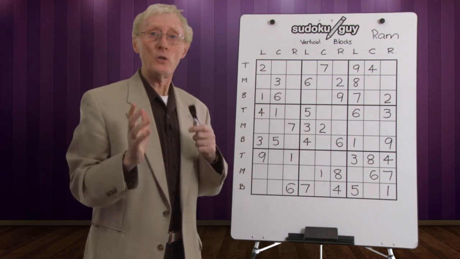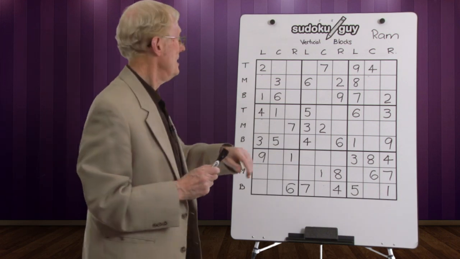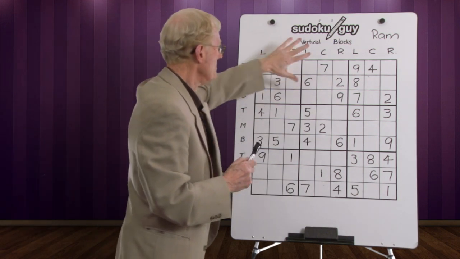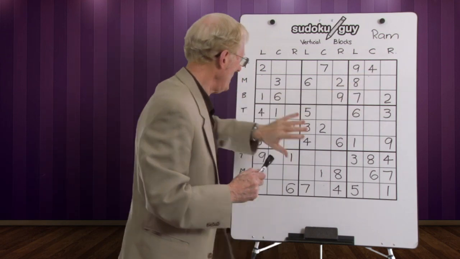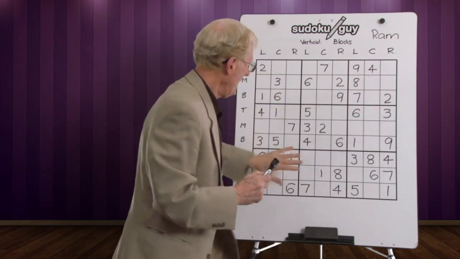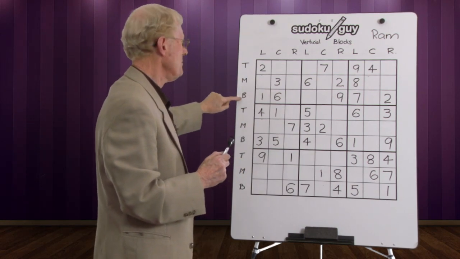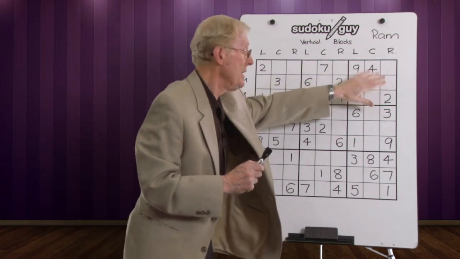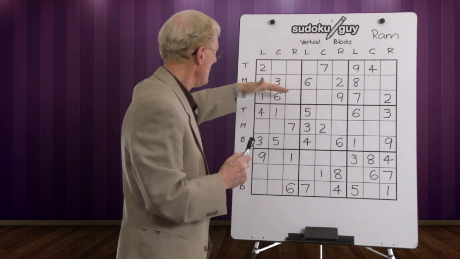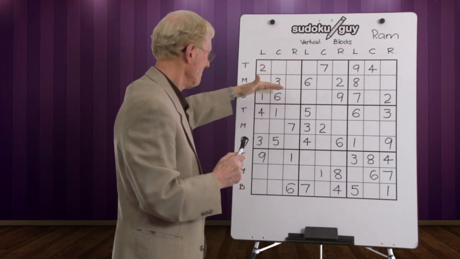Last lesson we looked at horizontal blocks, where we looked at these blocks of 9 across this way, and this way. And we were using the principle of top, middle, bottom to work out where the numbers went. Each of these blocks has a top and a middle and a bottom.